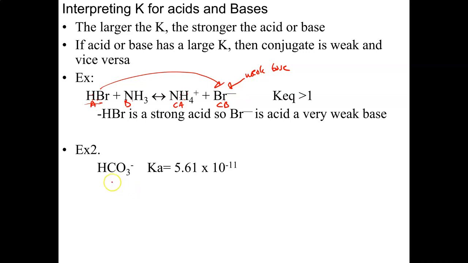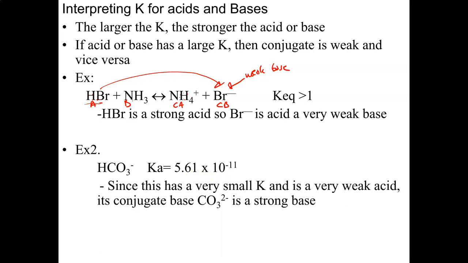All right, so here's example 2. You have carbonic acid. K is 5.61 times 10 to the negative 11. That's a very small K. So you could assume it's a very weak acid, and because it's a very weak acid, its conjugate is going to be a very strong base. And for those wondering, how the heck do you know that?